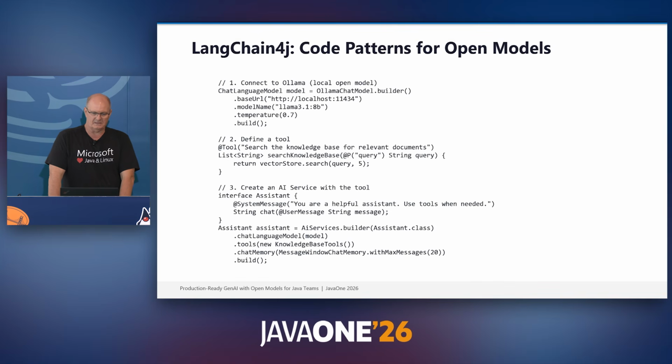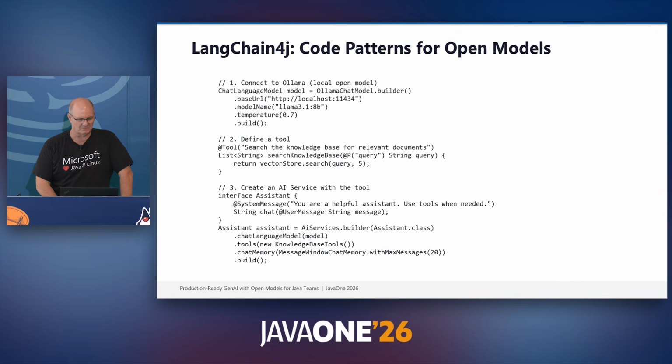Okay, so LangChain4j code patterns for open models. You can connect to Ollama. Basically, you just set up your chat language model. You use a builder. You can connect to the base URL. Now, the default Ollama port is 11434. You can use the model name and the temperature you want. Temperature is basically based on groundedness. The higher the temperature, the more creativity the model will use, which is great if you're doing something like writing a book or text or something like that. But if you're actually trying to get real answers that are grounded in the real world, you want to have that temperature as low as possible.